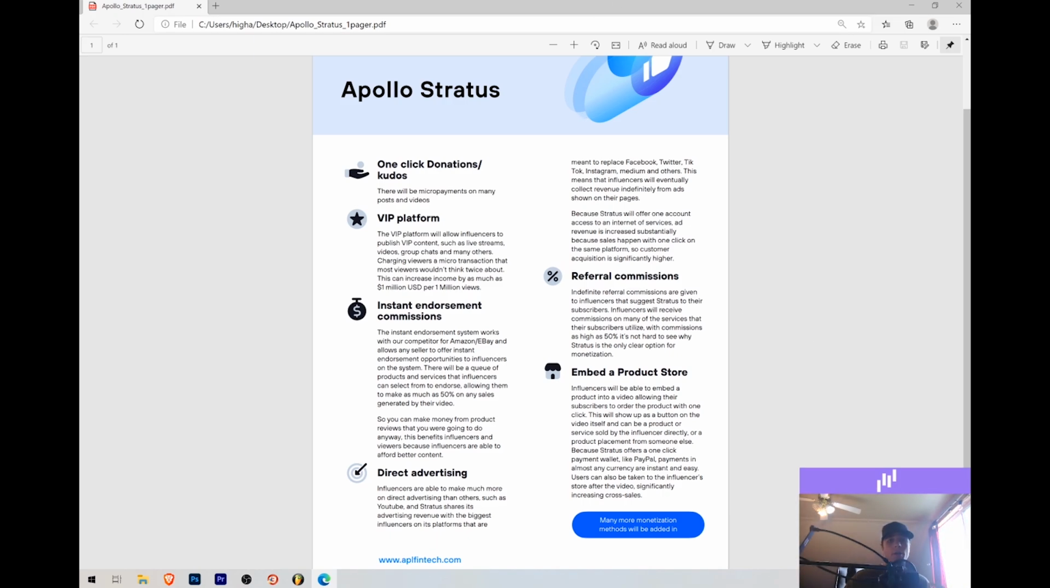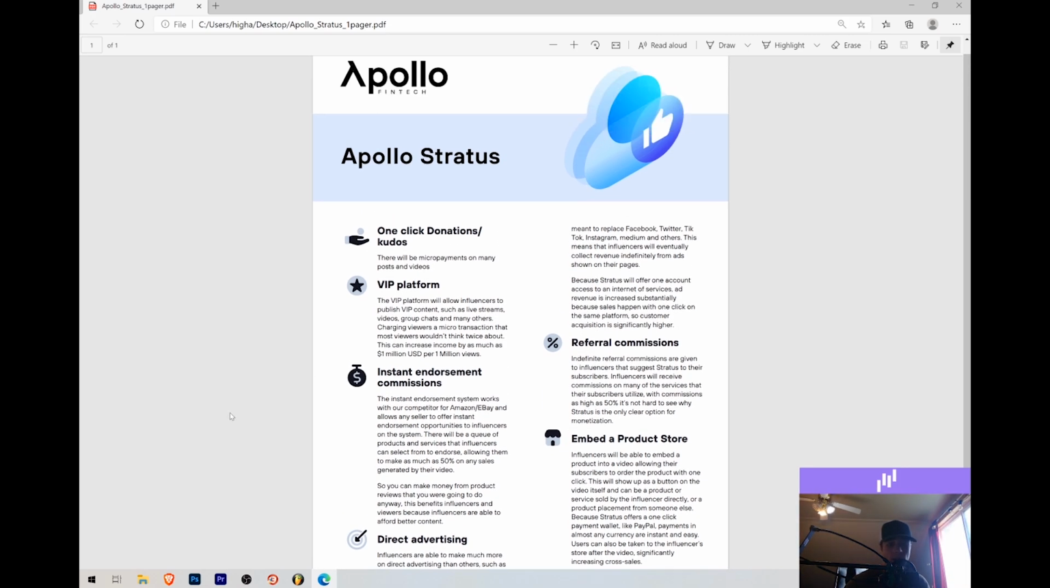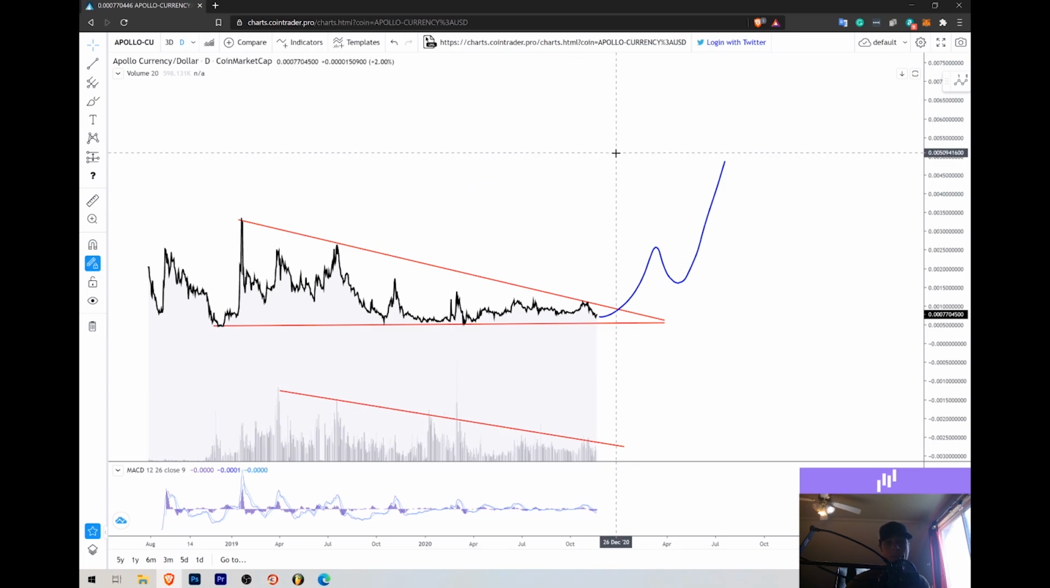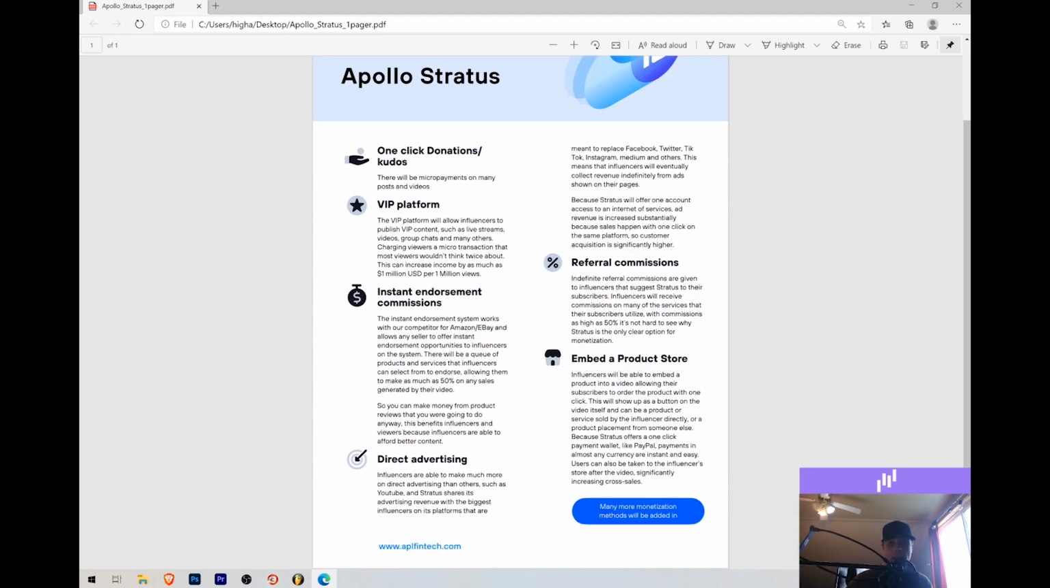Overall, that would grow a lot faster than places like Facebook, Twitter, TikTok, or Instagram, because you're giving the money directly to the influencer. Very streamlined process that's going to open a lot of doors and avenues for content creators to make a lot of money. So if Apollo Stratus does this correctly, and it does look like the chart pattern is really getting ready to break out for Apollo currency in general, I have a lot of faith that they're going to get the funding and resources necessary to make a lot of this stuff happen. Then you guys, this could be a big deal.